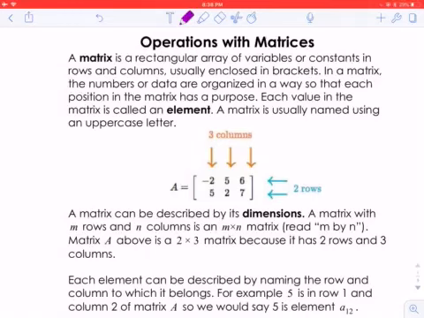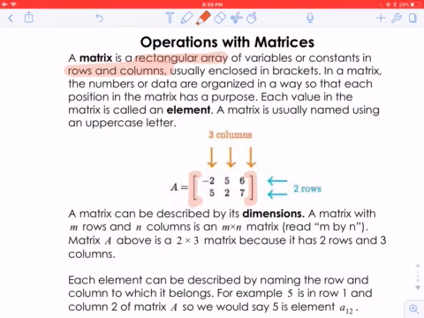So a matrix is a rectangular array of variables or constants in rows and columns. Right? A rectangular array just means that it's shaped like a rectangle, and it could have variables or numbers in it, variables or constants. It's usually enclosed in brackets, those funky little things that we see.